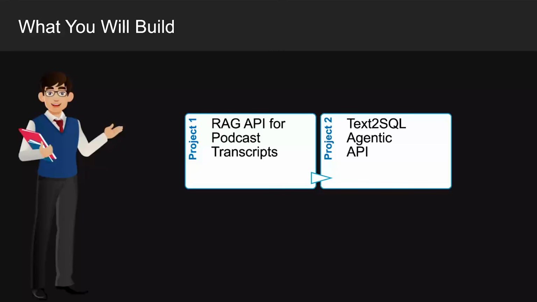You're not just going to learn the concepts, you're going to build two real projects. The first is a RAG API for podcast transcripts. You will build endpoints for ingestion, retrieval, and streaming answers. The second is a text-to-SQL agentic API, where a user asks questions in plain English and your service generates and executes safe SQL queries.